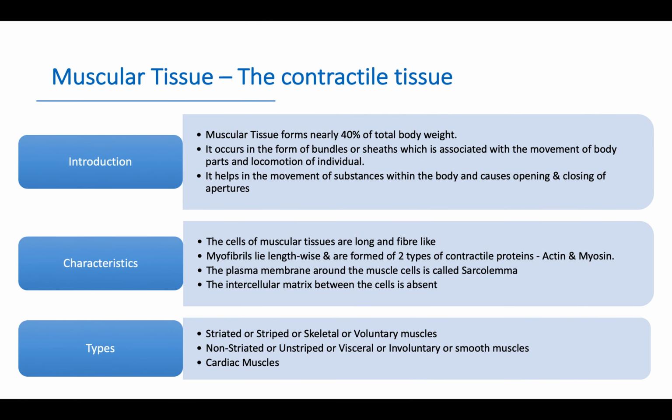Muscular tissue. Muscular tissues are also known as contractile tissue because by their relaxation and contraction, they help in giving movement to our body. Introduction. Muscular tissue forms nearly 40% of total body weight. It means our body has 40% muscles, made up of muscles.